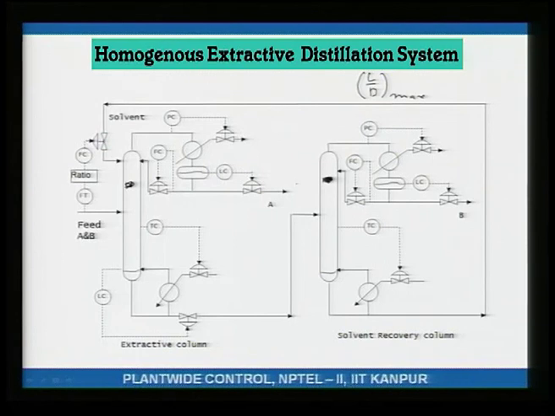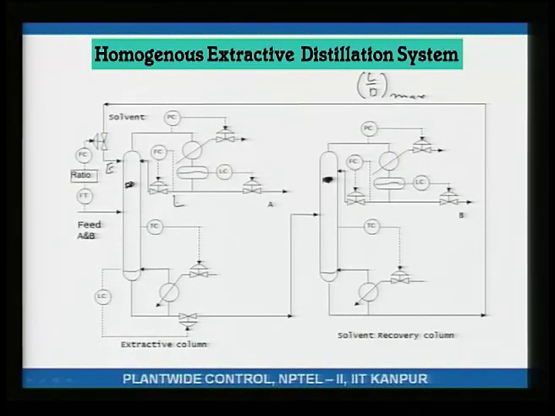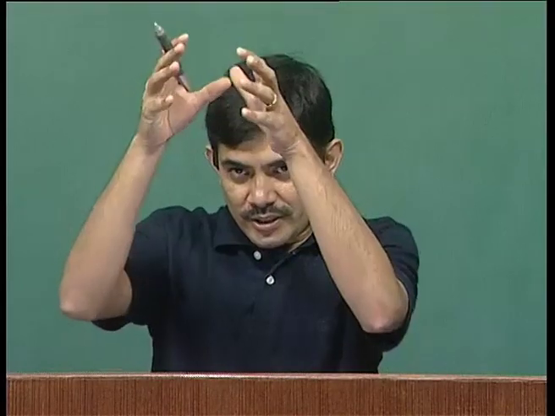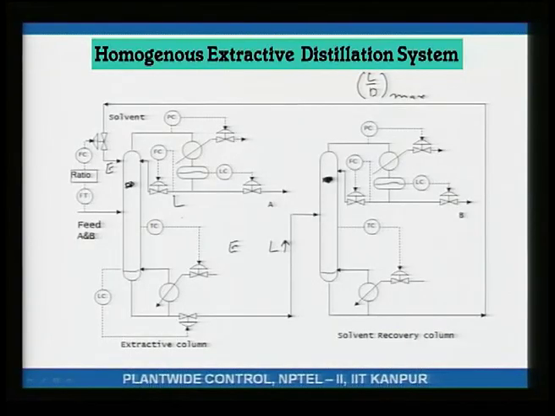Let us say I forget the control structure. Let us say I hold the entrainer flow rate constant. If the entrainer flow rate is held constant, and I keep on increasing the reflux flow rate, so E is held constant, L is increased. As the reflux is increased, the internal liquid that is flowing goes up. Now, it is the entrainer which is breaking the azeotrope, and there is more material flowing through the column. In order to change its VLE or break the azeotrope, naturally you require more solvent. But if you hold the solvent constant and keep on increasing the reflux, there will come a point where the entrainer flow becomes limiting. And if you increase the reflux any further, the split then becomes infeasible.